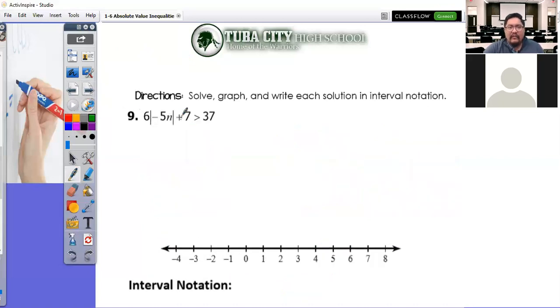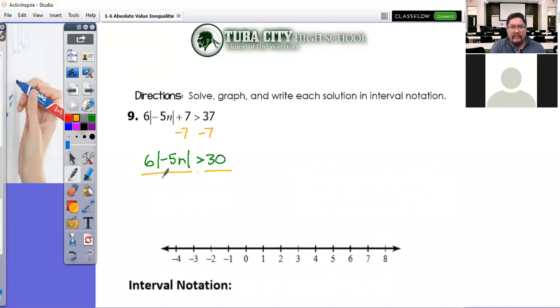Now we have stuff going on here. There is some stuff going on with the absolute value. So we've got to isolate this first. So we've got to get this 7 out of here and get that 6 out of here. So both of those things have to go. And again, just like if you were working on any ordinary algebra problem, you do your addition and subtraction first. So that means we're going to subtract 7 from both sides. And that would be 30.